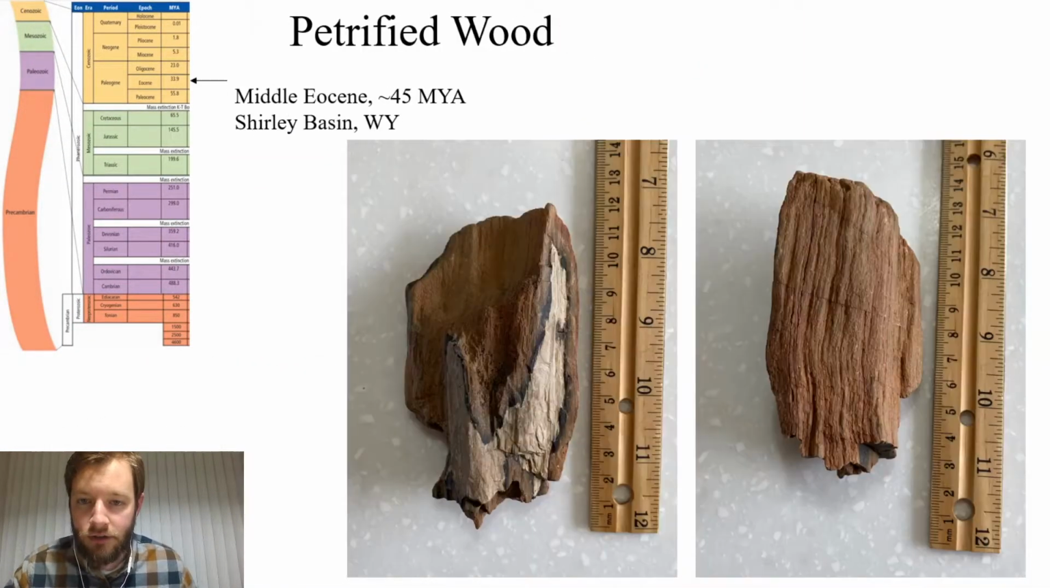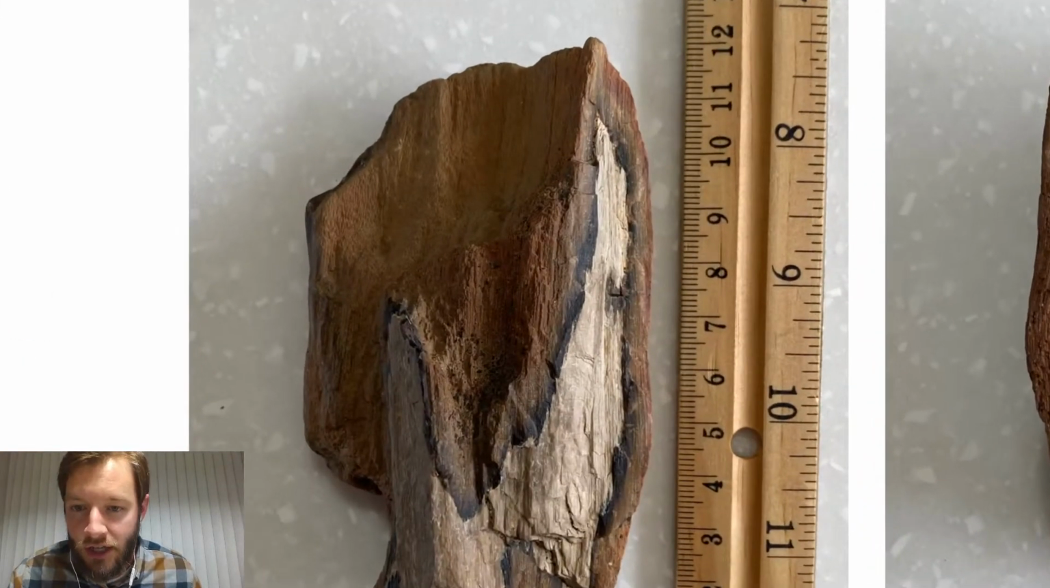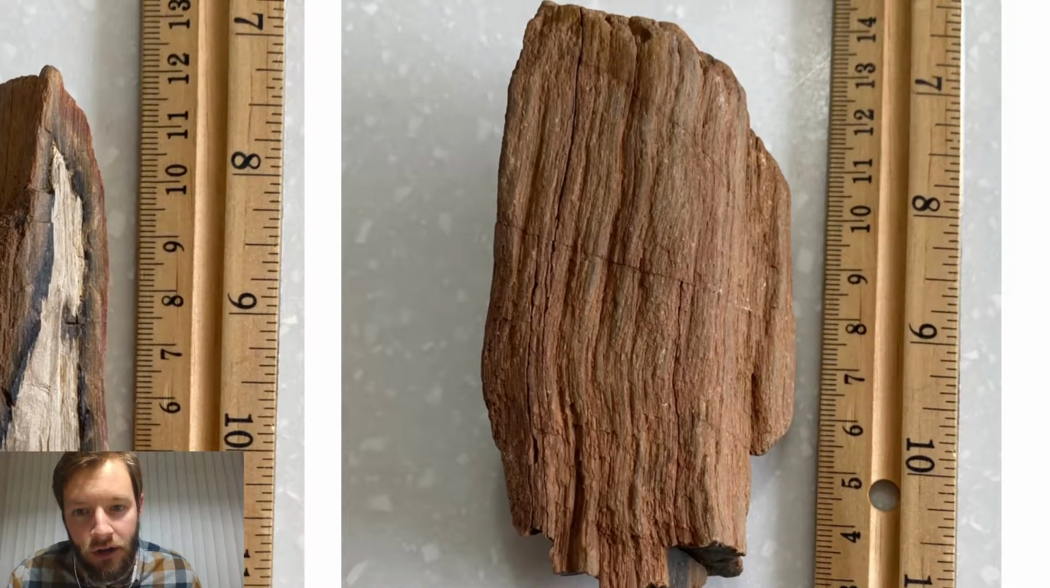The next fossil that I have for you is a piece of petrified wood. This is from the Middle Eocene, about 45 million years ago. This is from the Shirley Basin in Wyoming, where there's a petrified forest. This is not a piece of wood. I know it looks like a piece of wood. If you look closely, the texture is very wood-like, but it actually is a rock material.